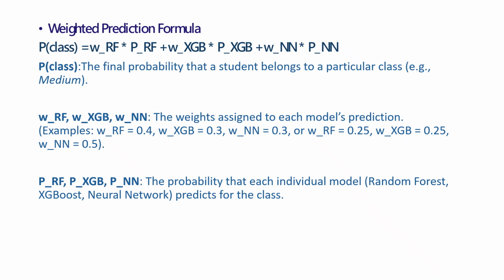Each model brings something unique. For example, random forest is good with noise and diverse data types. XGBoost shines with structured patterns. Neural networks are excellent when prior grades dominate. So combining them makes our model smarter and more adaptable.